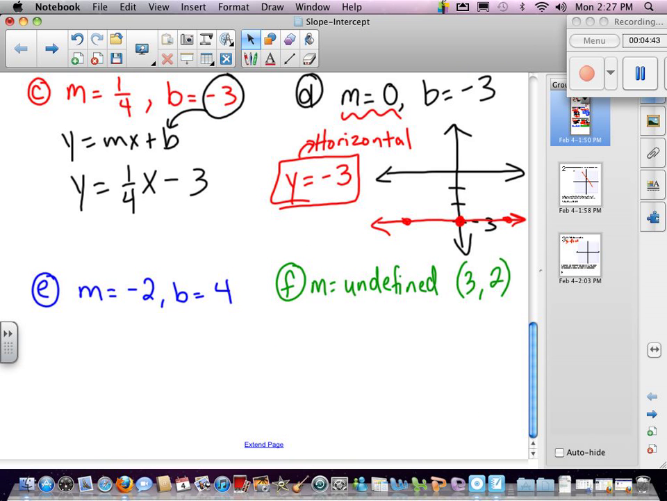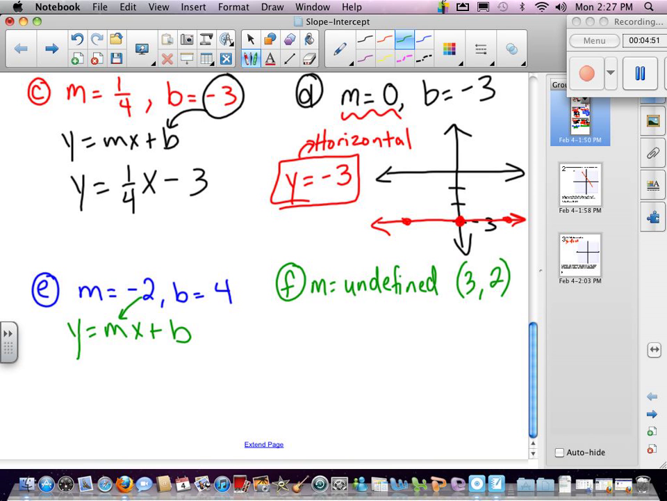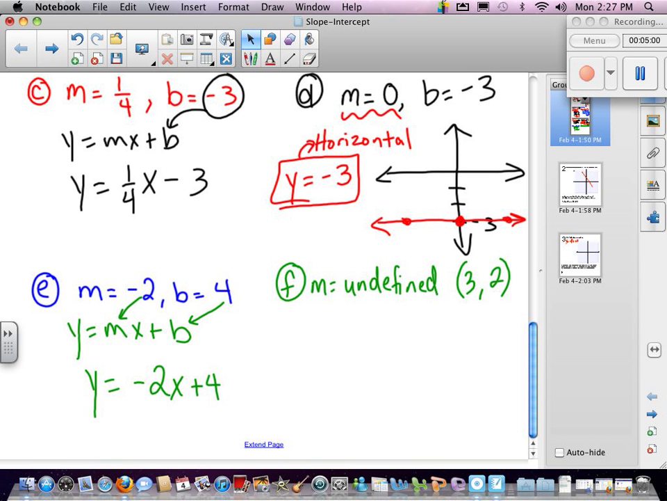All right, let's take a look at example E. Again, we're back to y equals mx plus b. So therefore, m goes there, b goes there. And we have y equals negative 2x plus 4. Take a look at F. F is another special case. As soon as we see the word undefined, undefined means that we have a vertical line.